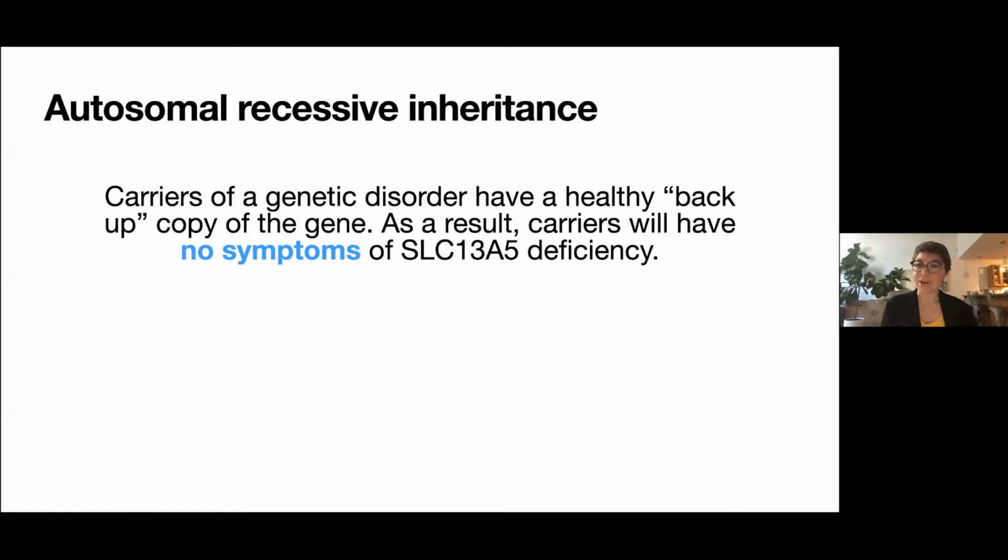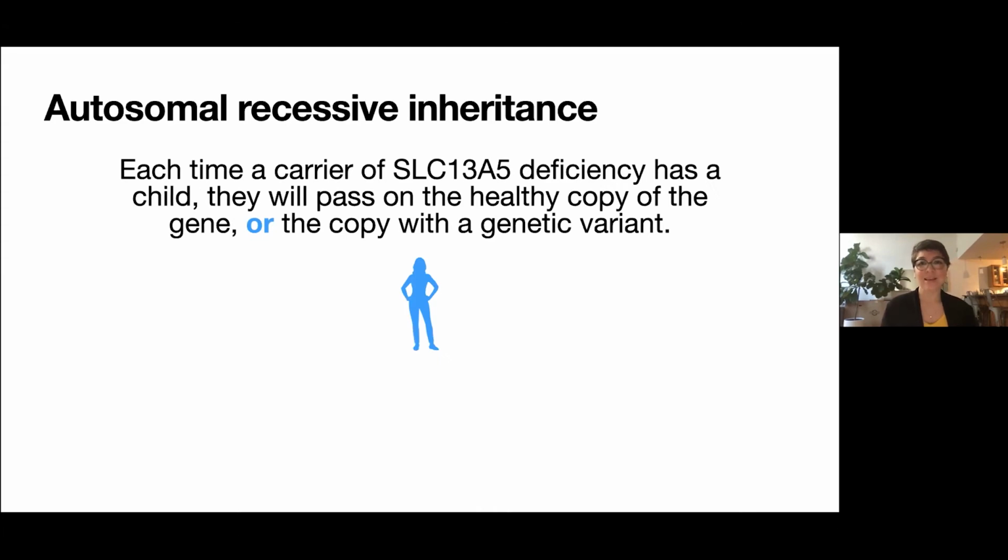Carriers of a genetic disorder have that healthy backup copy of the gene, and as a result have no symptoms of that condition, and in this case would have no symptoms of SLC13A5 deficiency. As a result, you would never know you're a carrier of SLC13A5 deficiency because there are no signs or symptoms pointing to that. That said, as we know, each time a carrier of SLC13A5 deficiency or any other autosomal recessive disorder has a child, they will either pass on that healthy copy of the gene or they will pass on the copy of the gene that contains a genetic variant. It's a 50-50 chance. It's completely random. We have no control over what copy of that gene is passed on.